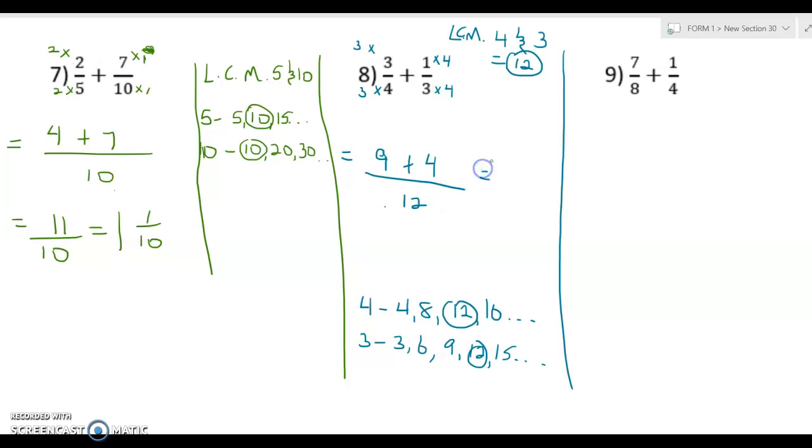And you just add your numbers. You're going to get 13 over 12. Break it down to a mixed number: 12 can go into 13 one time, remainder 1. So I think everything should be okay so far. And now, number 9, we have 7/8 plus 1/4.